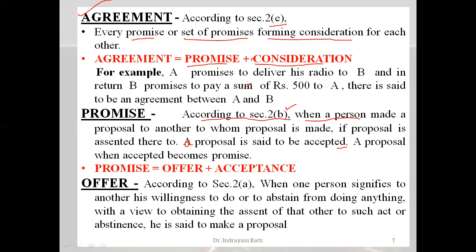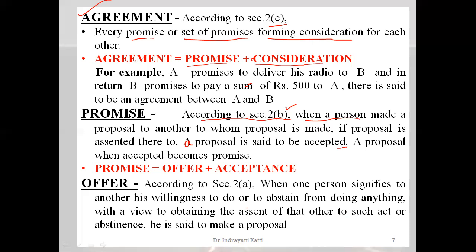What do you mean by offer? According to section 2, clause A, when one person signifies to another his willingness to do or to abstain from doing anything with a view to obtaining the assent of that other to such an act or abstinence, he is said to make a proposal. In simple terms, when one person signifies to another his willingness to do or abstain from doing something, this is known as an offer.